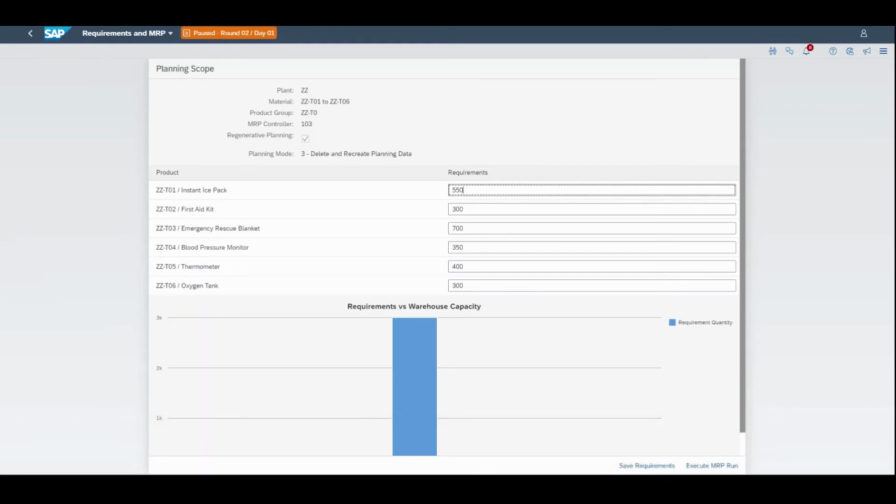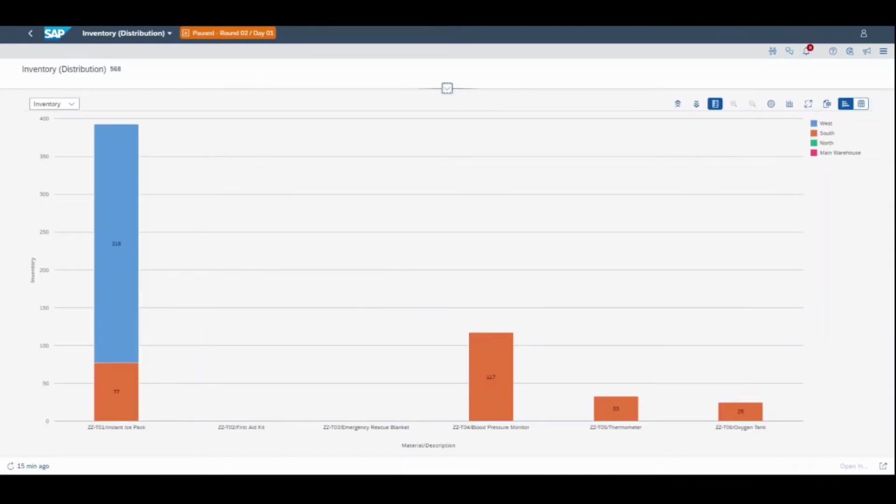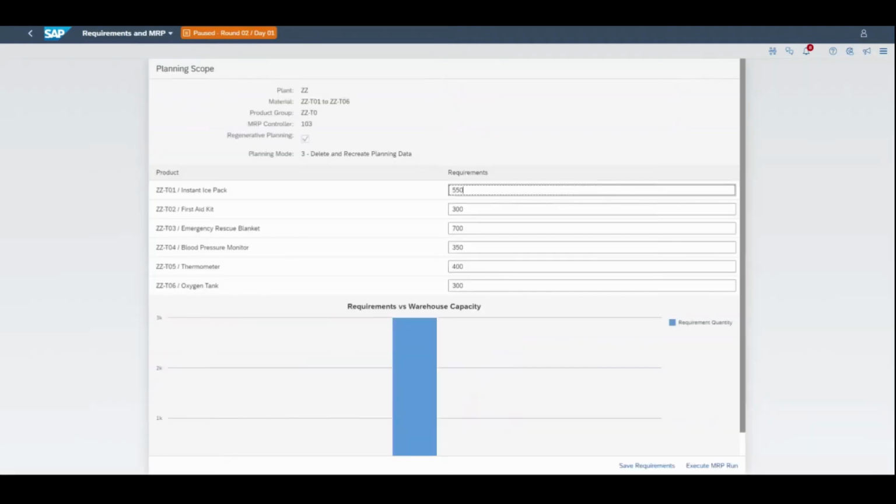For example, we set a forecast target of 550 units of instant ice packs, but its remaining inventory in all warehouses, main and regional, is 393 units, as seen in the inventory trend report. Hence, the MRP calculation will create a purchase requisition of 157 units. Let's save our requirements and run MRP.